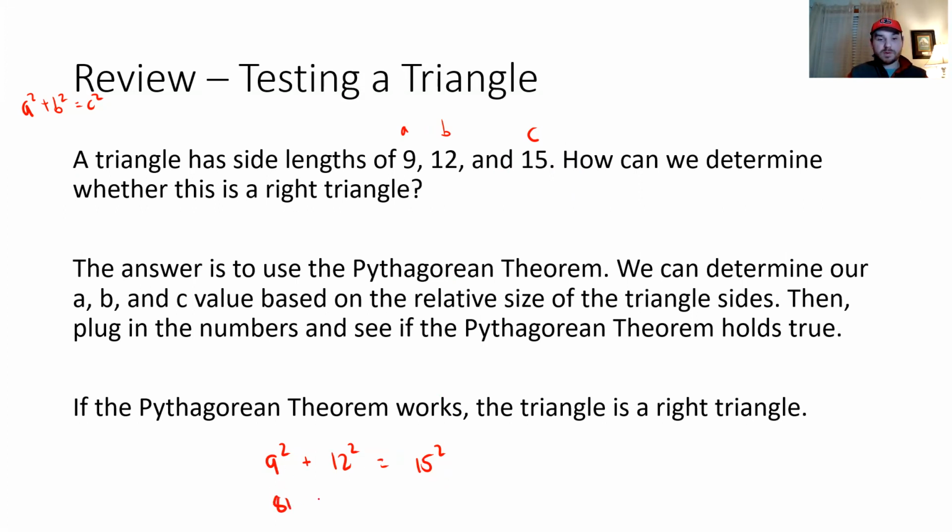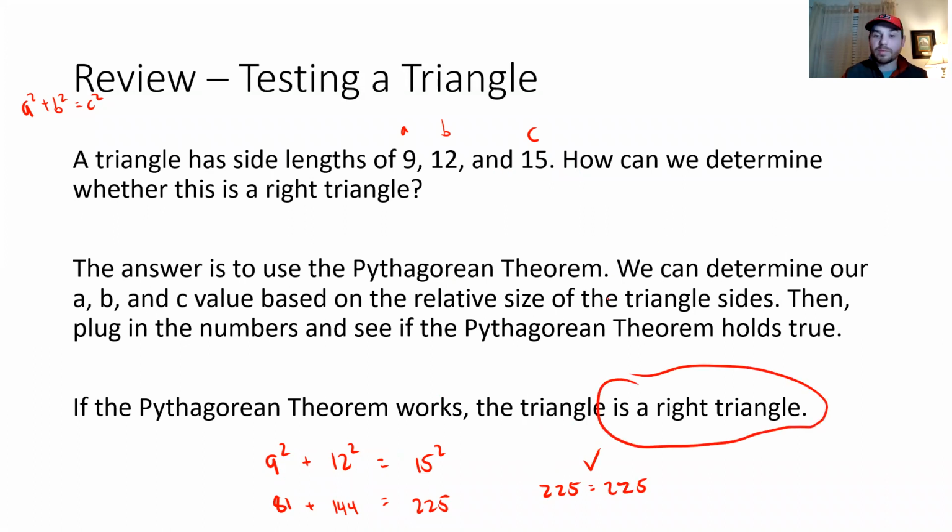9 squared is 81. 12 squared is 144. And 15 squared is 225. If we add up our 81 and our 144, we see that it does in fact equal 225. And 225 equals 225. This is true, so this is a right triangle. And we didn't even have to look at a picture. We didn't have to see any kind of angles. We just know this is a right triangle based just on its side lengths.